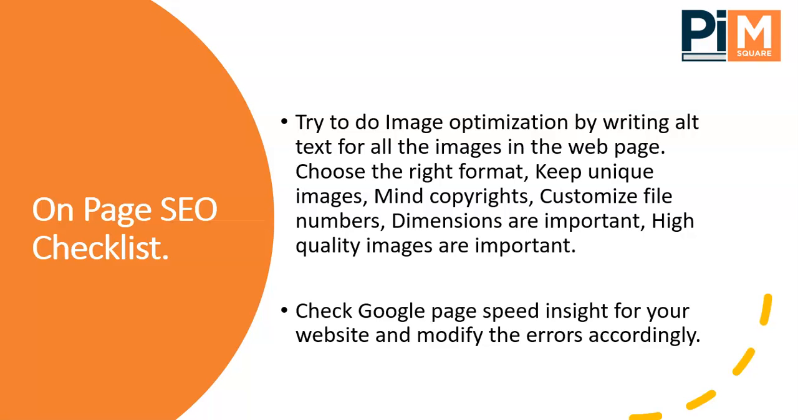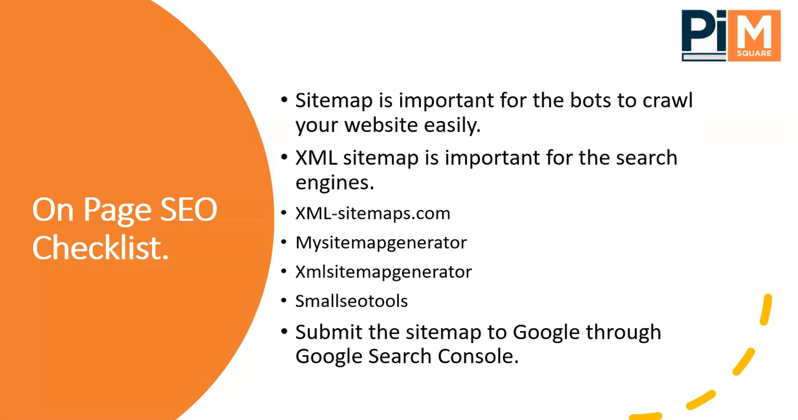Customize the file names, check the dimensions, and always focus on unique, high quality images. High definition images will help you, because they give your website a better look and a soothing feel for the users who go through it. And you should check the page speed, as I've already discussed. The faster the page loads, the better your on-page SEO.